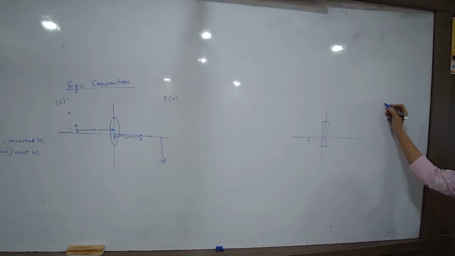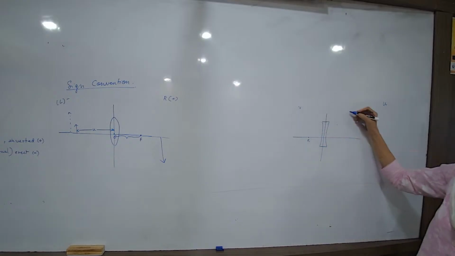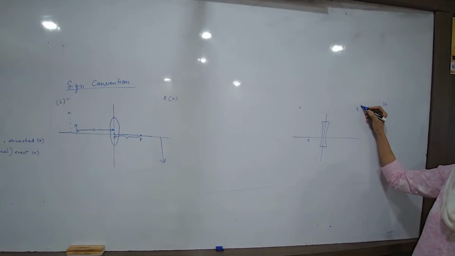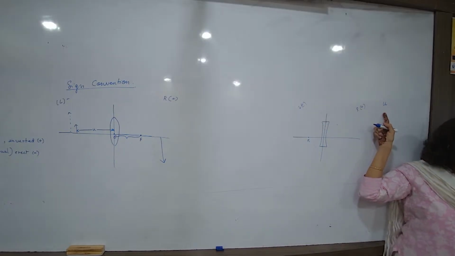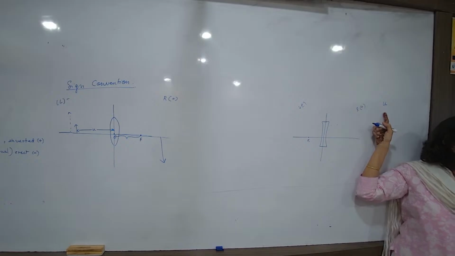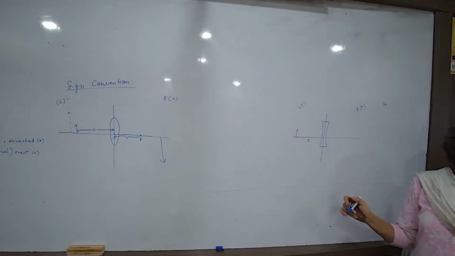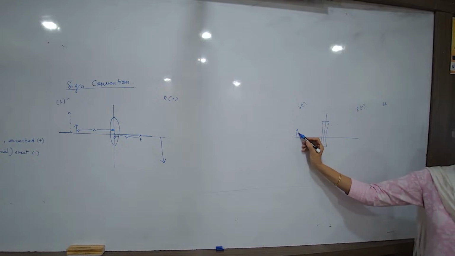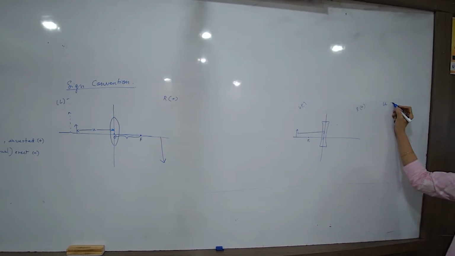Okay, so in this particular case, where is u going to be? Is it on the left hand side or on the right hand side? What is u? Object distance. So where is the object going to be? Always on the left hand side. So we are going to keep the object here, anywhere here. So u, from the object to O, is always going to be negative.